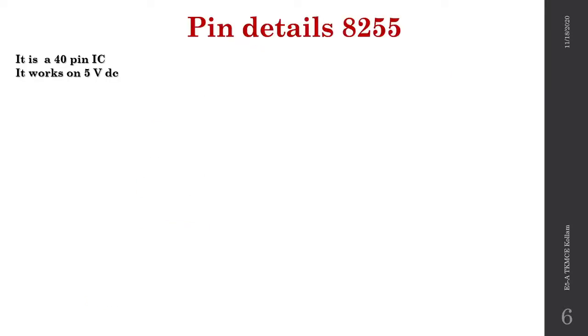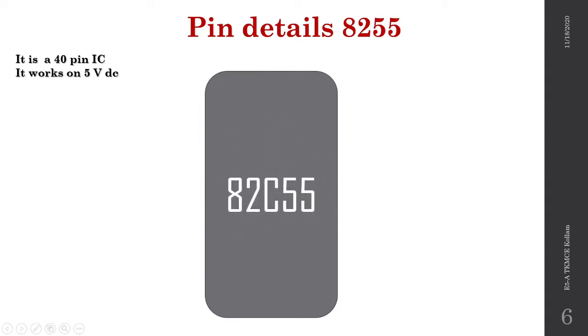Next, let's see the pin details of 8255. It is a 40-pin IC. It works on a 5-volt DC supply. It contains VCC and ground. So totally 2 pins are there, considering VCC and ground. Then there are 3 8-bit ports. Port A contains 8 pins. So 2 plus 8, 10 pins are available.